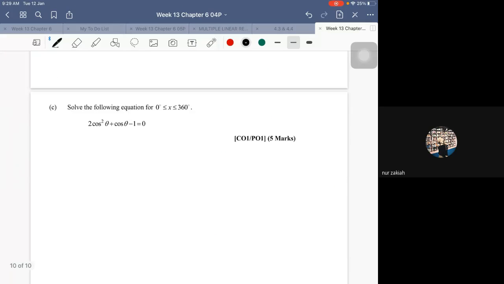Okay, soalan last. Okay, soalan last ni adalah equation yang berbabitkan trigo. So first of all, here we're going to solve this equation.